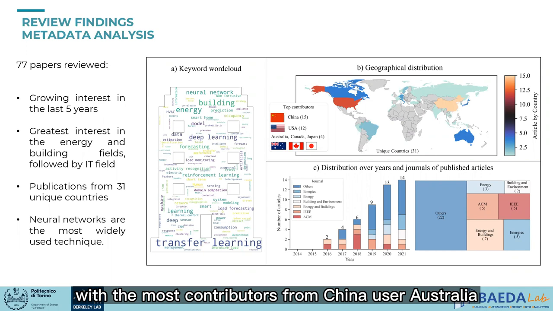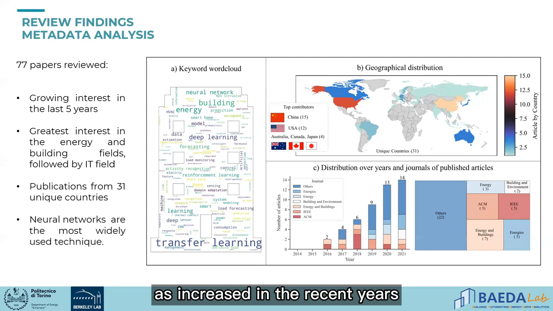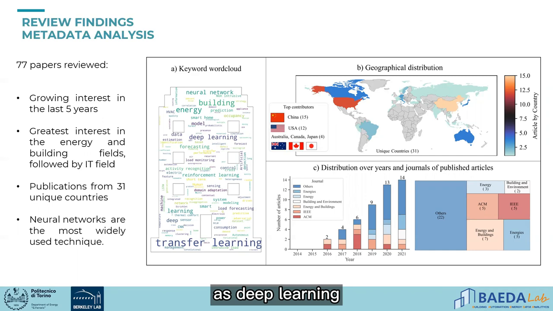On the other hand, looking at the image on the bottom right, we can see that the distribution over the years and journals has increased in recent years, especially in the last 5 years. And that there is a lot of interest in the energy and building fields, followed by IT fields. Looking at the keyword word cloud, we can see that neural networks are the most widely used techniques, as well as deep learning and reinforcement learning.